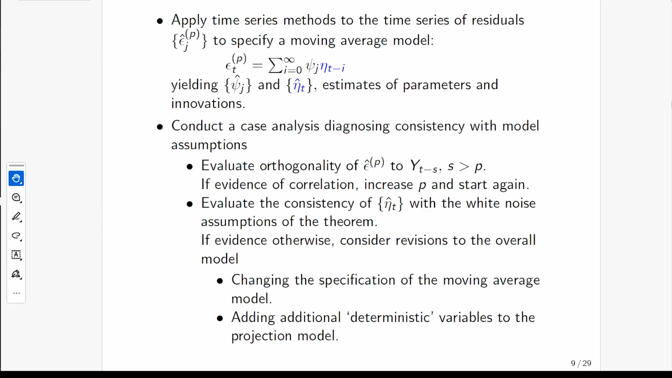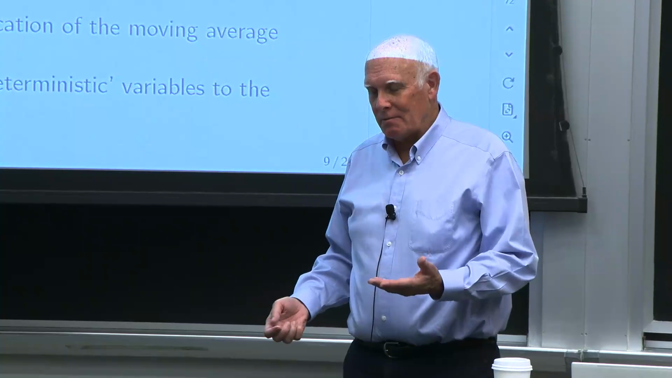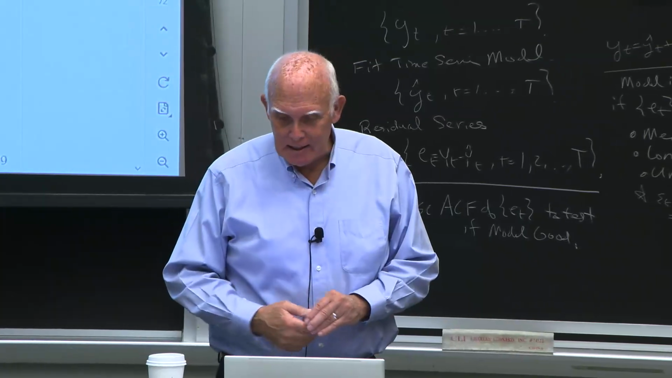And then we want to look at whether the eta t's in our moving average model are consistent with white noise or not. And so if they are, we're good. But if not, then we need to consider changing the specification of the moving average model and perhaps adding other variables, such as deterministic variables that could be useful in the projections. But what this demonstrates is how this theory can, in the abstract, be applied to real-world data.